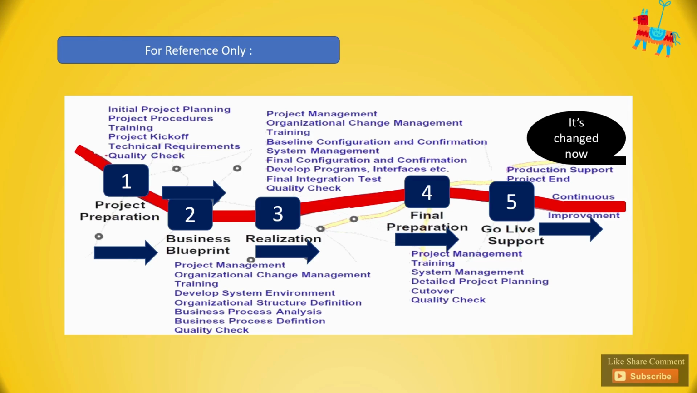Point number 5 would be the go live. Here we will make the SAP live so that business users can start using SAP for their normal BAU activities. BAU means business as usual. So they will be 100% shifted from their earlier ERP system to the SAP.